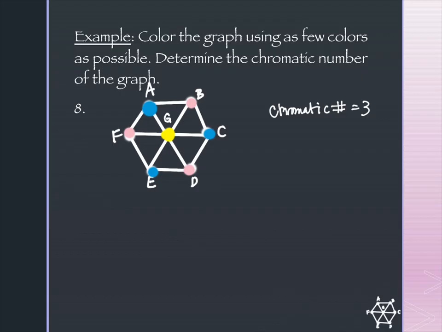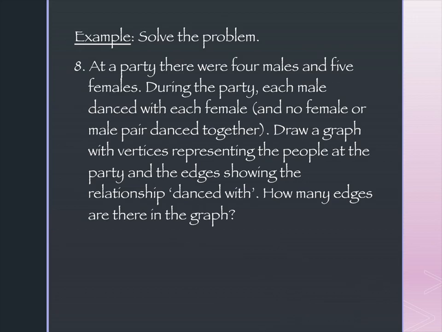Okay, one last thing in this problem. So this is an interesting application for graphs, and we're going to see some other interesting applications. So we've got a party. At a party, there were 4 males and 5 females, and during the party, each male danced with each female, and no female or male pair danced together. So we're going to draw a graph with vertices representing the people at the party. Okay, so the vertices are the people, and the edges are representing that they danced with one another.